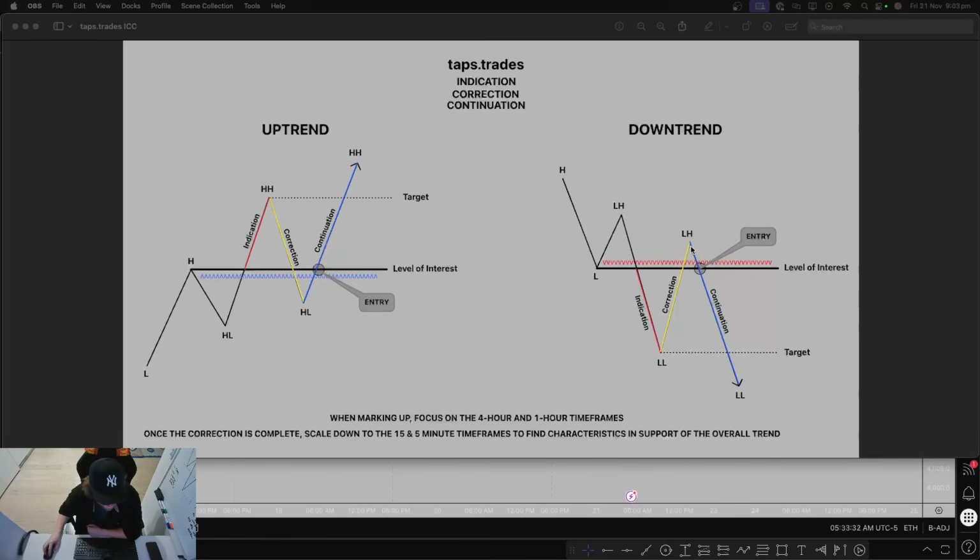Once price gets back below this level of interest, we've then got the continuation phase. I didn't actually mention that in the third part. It's the continuation phase, which is the third and final phase. Price continues back below or around our lower low area. Very similar to the uptrend, the overall target is going to be the lower low. But preferably, I like to take my profits at the halfway point and also at the lower low.